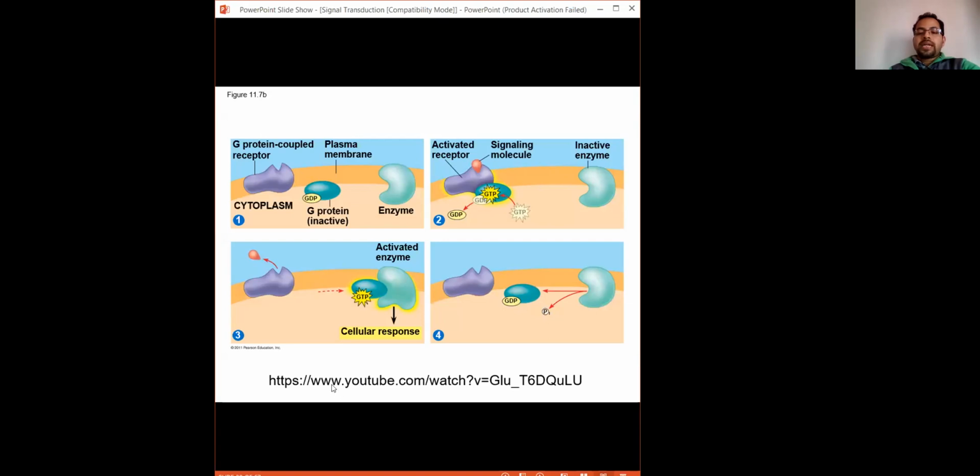So you can see the dynamic behavior of these G protein coupled receptors through this video link. This is given in this slide also.